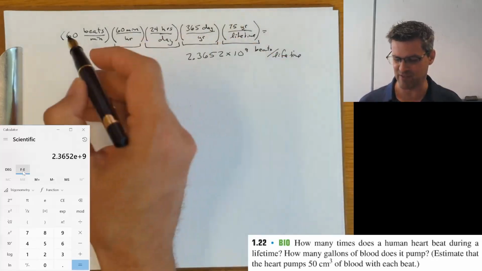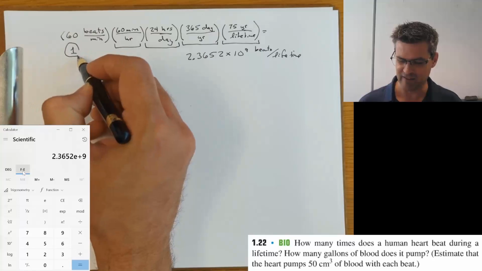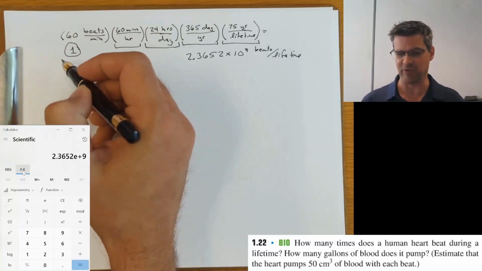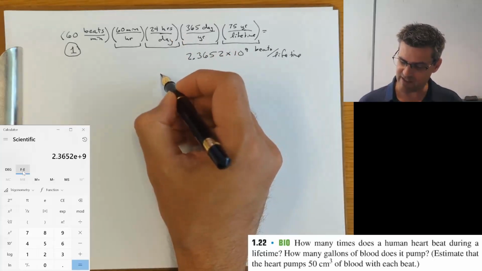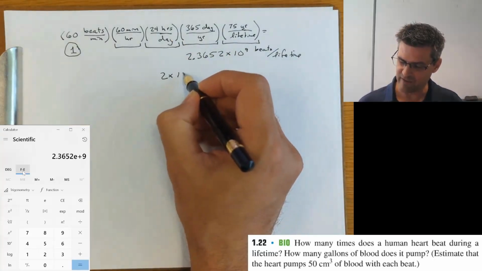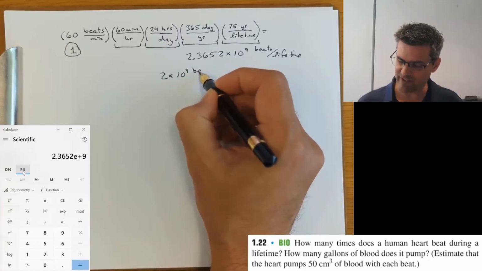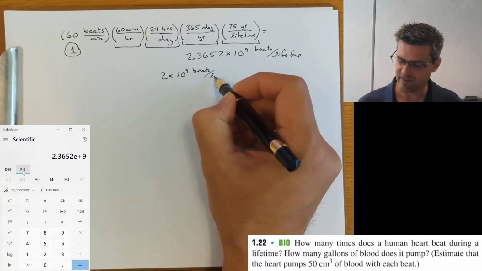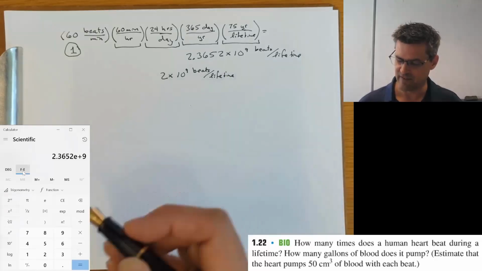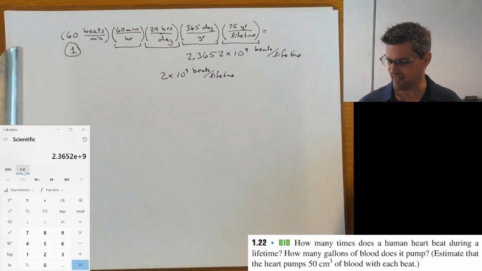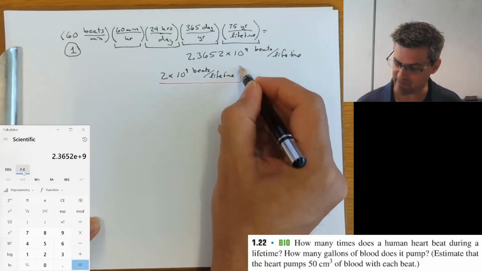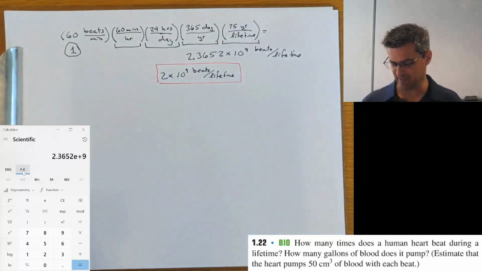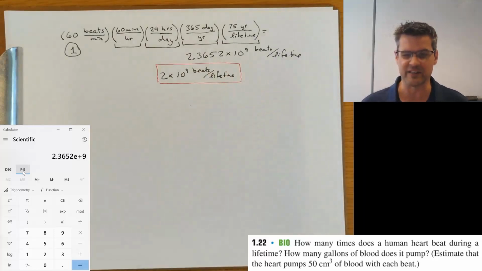That's 2 significant digits. But as I'm looking at all these things multiplying together, this was probably my poorest guess. 60 beats a minute is only good to 1 significant digit, which says that what we know is that roughly we have 2 times 10 to the 9 beats per lifetime. This is an estimate that's maybe a little bit better than 3, a little bit better than 1, but it's representative of what we can expect.